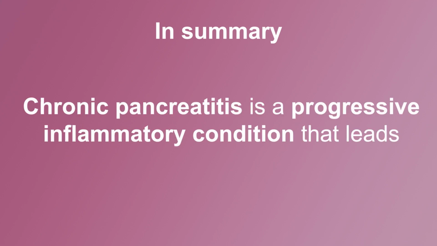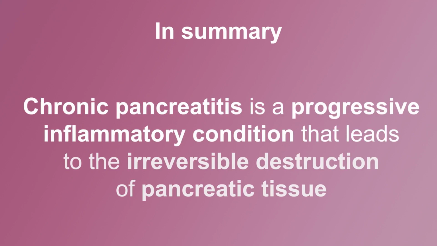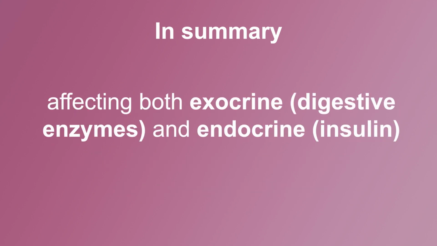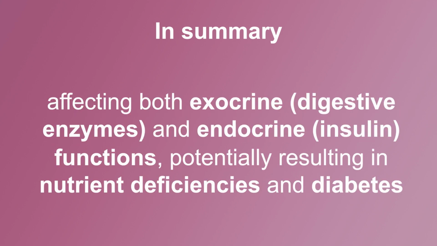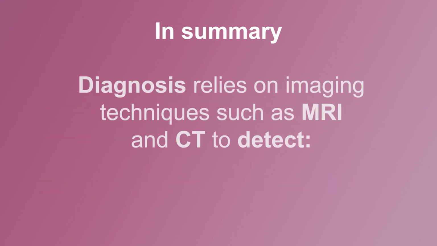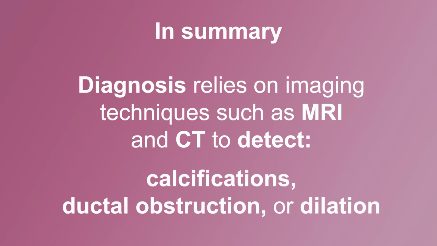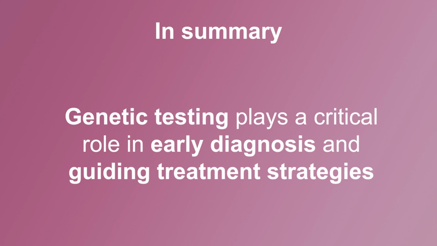Let's summarize what we learned today. Chronic pancreatitis is a progressive inflammatory condition that leads to the irreversible destruction of pancreatic tissue, affecting both exocrine and endocrine functions, potentially resulting in nutrient deficiencies and diabetes. Diagnosis relies on imaging techniques such as MRI and CT to detect calcifications, ductal obstruction, or dilation. Genetic testing plays a critical role in early diagnosis and guiding treatment strategies.